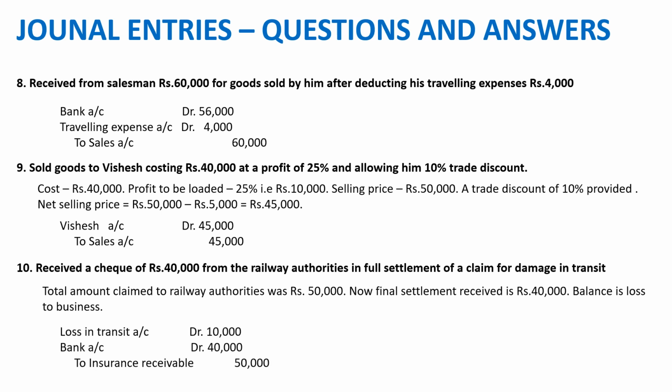Loss is always debited. So loss in transit 10,000 rupees. Bank, because asset increased by 40,000 rupees as the railway authorities paid to the business. Bank account debited 40,000. To insurance receivable, right? Because when there was damage and we claimed to the railway authorities, at that time we posted an entry as insurance receivable. And here it is credited because you are not going to get more amount from the railway authorities. So to insurance receivable, 50,000 rupees.